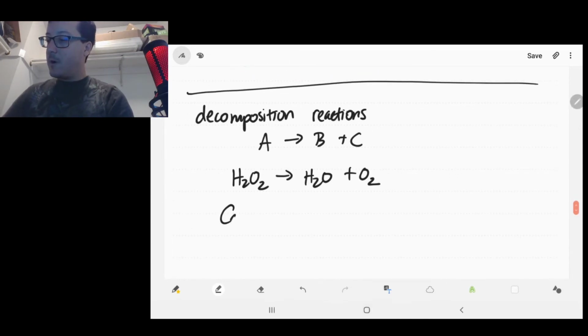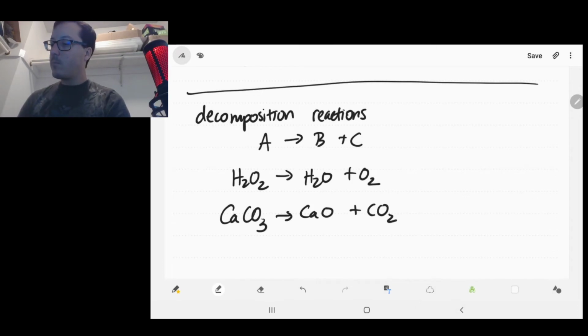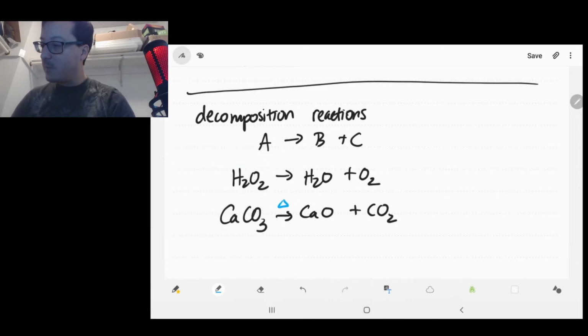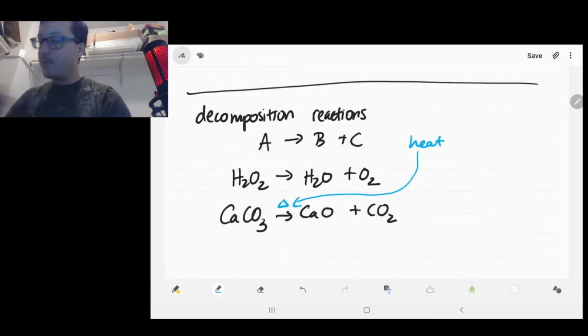Another common one would be this. Taking calcium carbonate, breaking it into calcium oxide and carbon dioxide. This is a very common pattern for decomposition if you throw some heat on these things. Delta means heat, by the way. Oftentimes you'll need to heat these reactions.